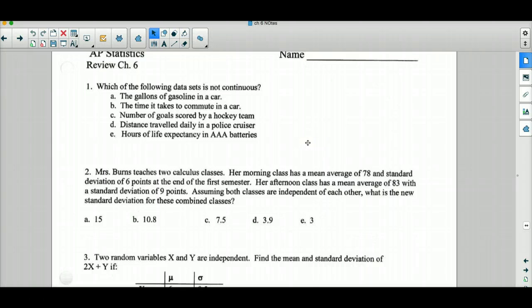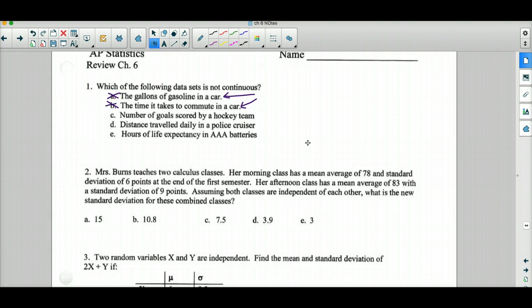So when I look at this, I have to think about measurement. Are there different ways to measure the gallons of gasoline in a car? Are there different levels of accuracy I could use? That's continuous. Okay. The time it takes to commute in a car. Have you ever watched the Olympics and how the time goes, they go down to more and more accurate places in the time? Okay, so that's continuous.